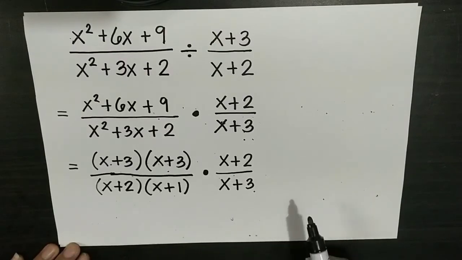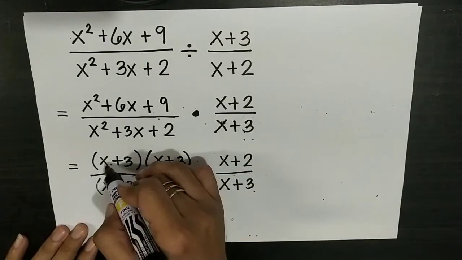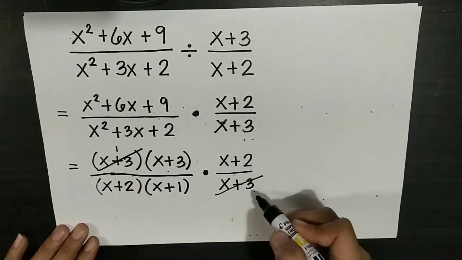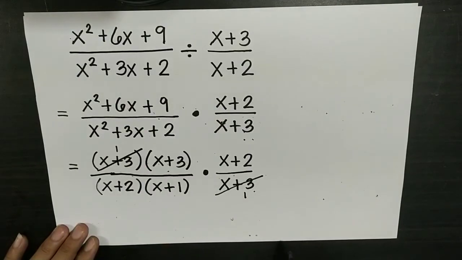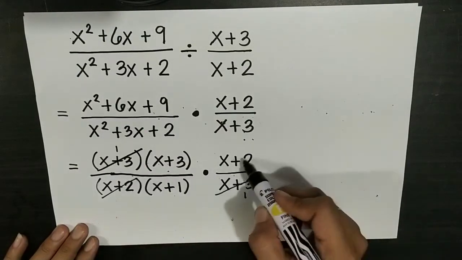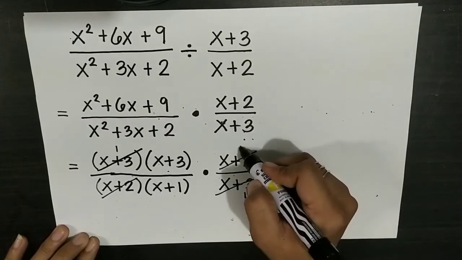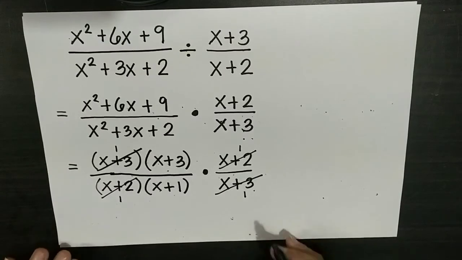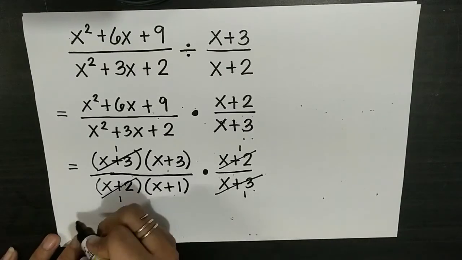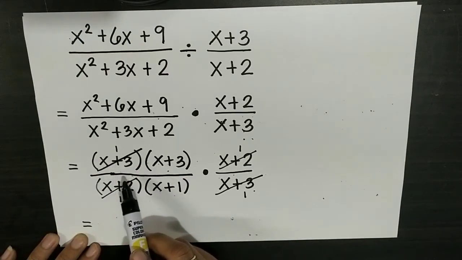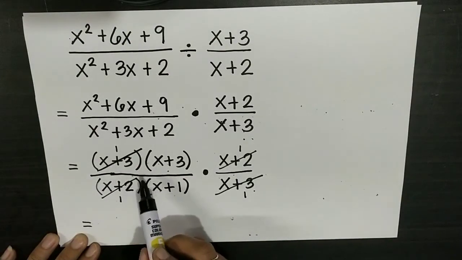Now, all polynomials were factored, so we can do cancellation of common factors. We can cancel this x plus 3 in the numerator with x plus 3 in the denominator, so this becomes 1 and 1. Next we can also cancel x plus 2 and x plus 2, in the denominator and in the numerator, so this one becomes 1 and this one becomes 1. What else? None. So if none, we will copy the remaining factors.